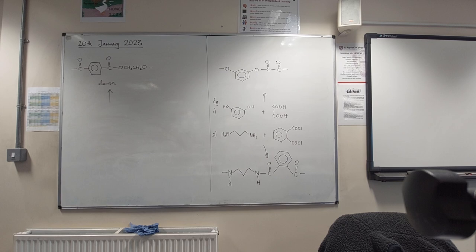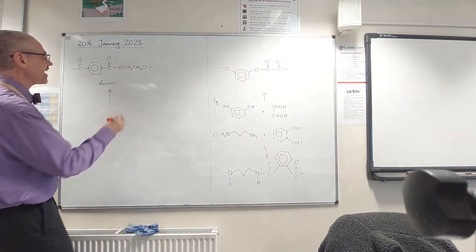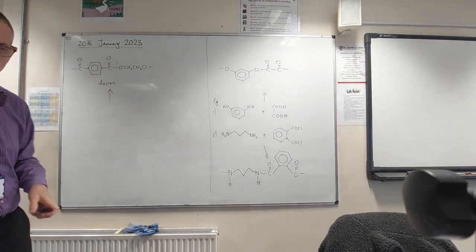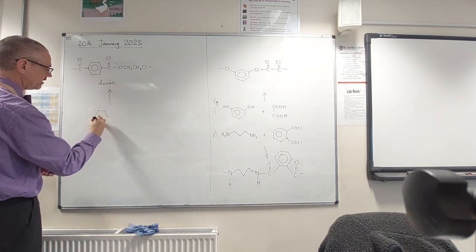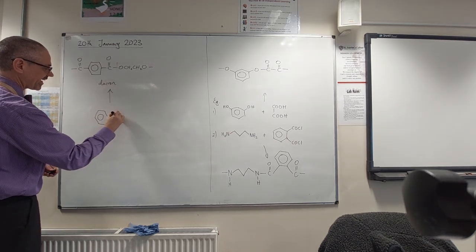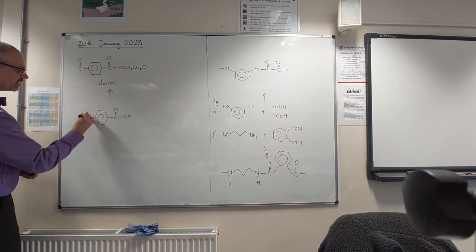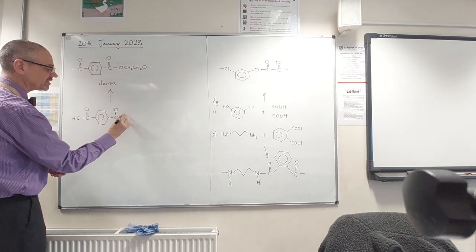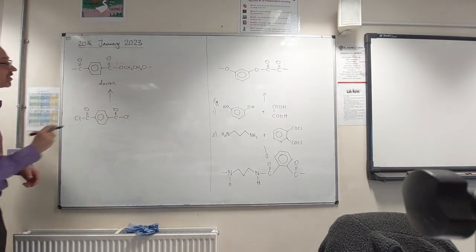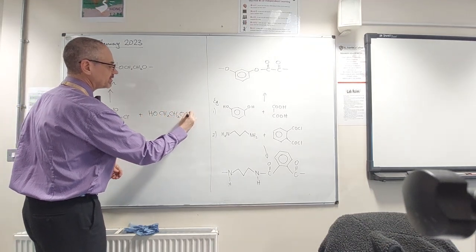And the other bit. So I'm slicing my Dacron in half, somewhere around there. So here's my acid. So again, I'm going to keep that the same. So I've got an acid that side, and an acid that side. Or if I wanted, I could go for an acid chloride. That would be fine too. And then on the other side, the diol.